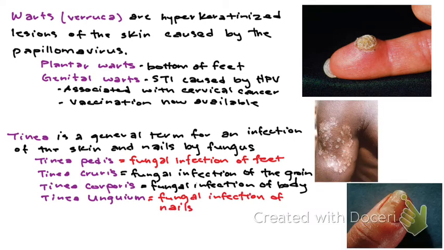So you can see the gentleman at the top has a fungal infection of the skin. That would be tinea corporis. And this fungal infection of the nail would be tinea unguium.